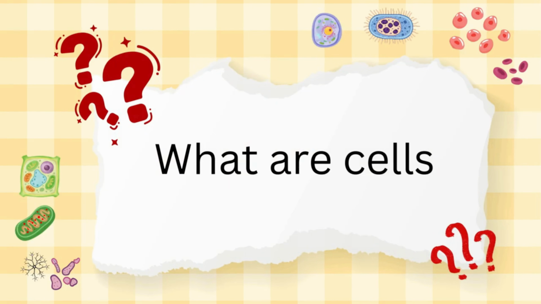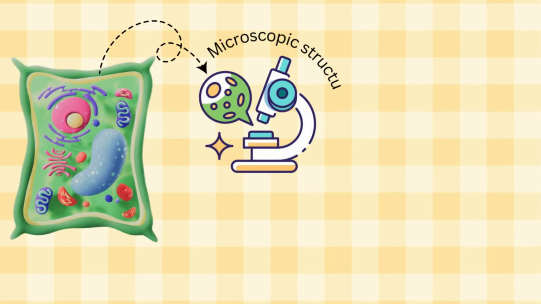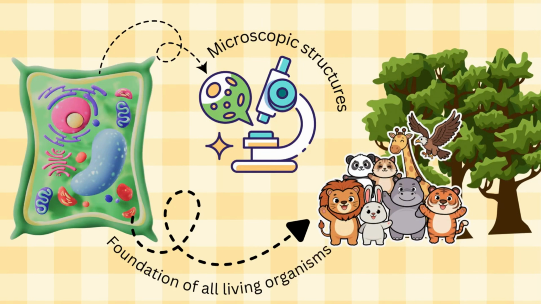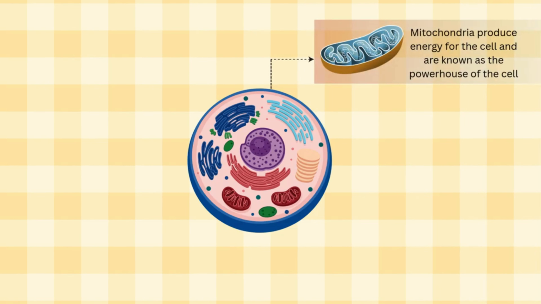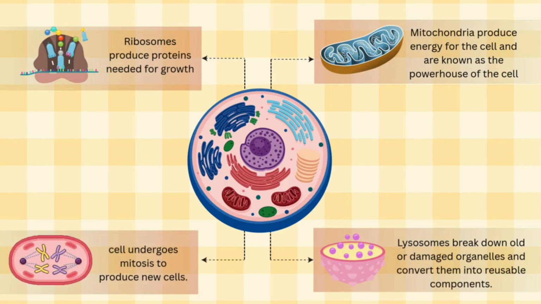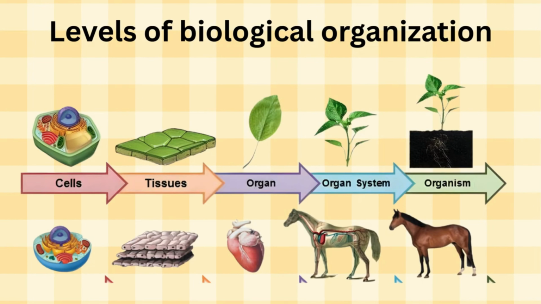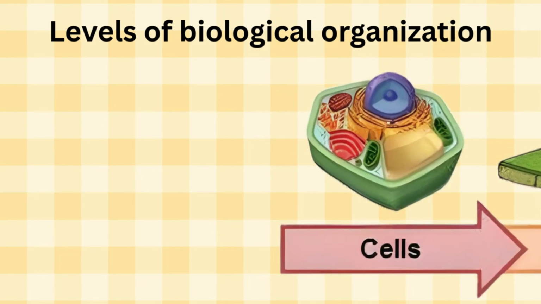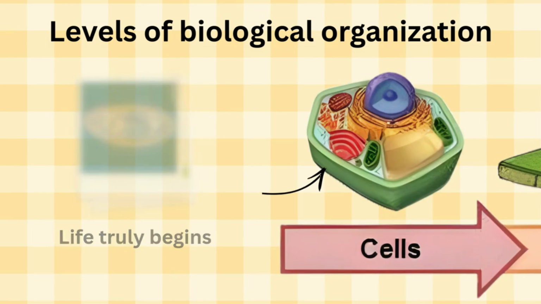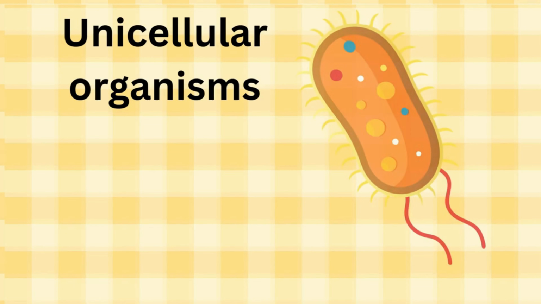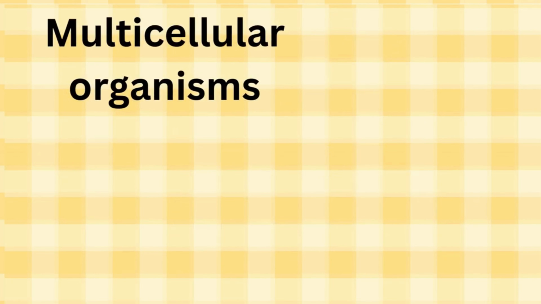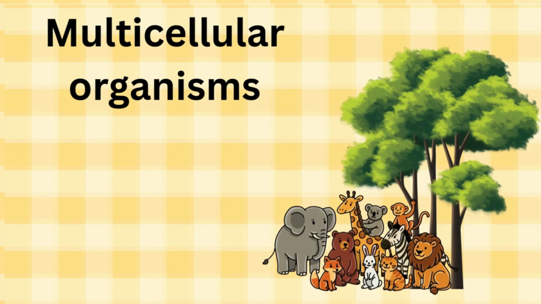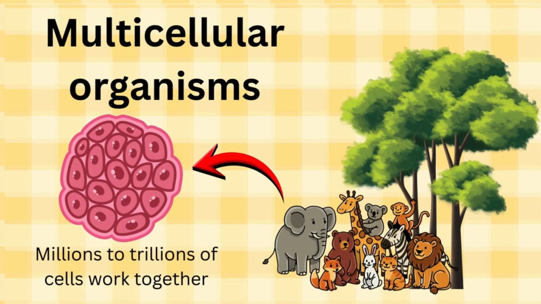What are cells? Cells are microscopic structures that form the foundation of all living organisms. They carry out every activity necessary for life, from producing energy to growing, repairing, and reproducing. When we examine the levels of biological organization, the cell is the level where life truly begins. In unicellular organisms, a single cell performs all life processes on its own. But in multicellular organisms like plants and animals, millions to trillions of cells work together in coordination to sustain life.